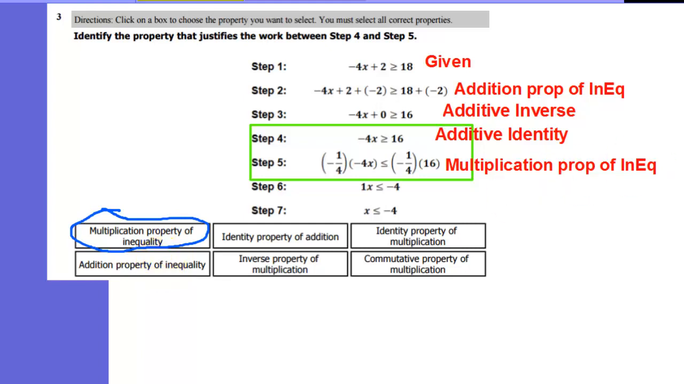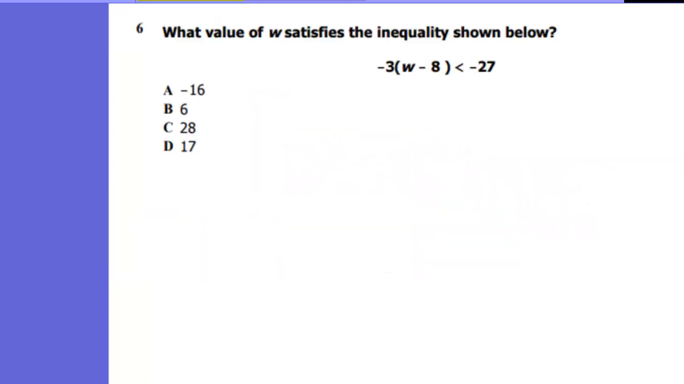Now let's just proceed and finish identifying the properties for each step. From step 5 to 6, note that we canceled negative 1/4 and negative 4. It became 1. So that is actually your multiplicative inverse. And then 1 times x is just equal to x. That is our multiplicative identity. So again, the answer from 4 to 5 is multiplication property of inequality.